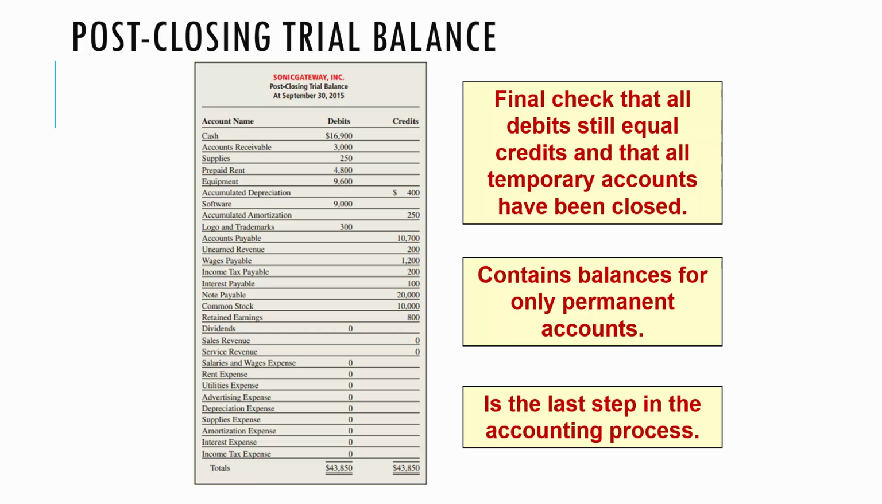Then we will prepare our financial statements off of that adjusted trial balance, go in and remove or close out all the balances, and prepare a post-closing trial balance. So this is a process that gets repeated every time we do our financial statements. For SonicGate, their financial statements are done monthly. So every month they will repeat this process, create financial statements, and then go through this closing process.